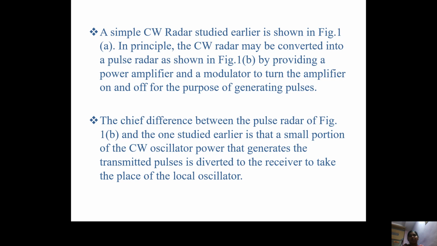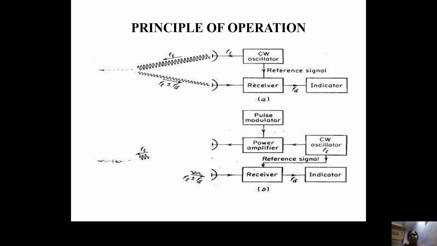Whenever a pulse is generated, the transmitter transmits the signal into space. Whenever the pulse modulator turns off the power amplifier, it will stop the signal. So there is no transmission of the signal from the transmitter.